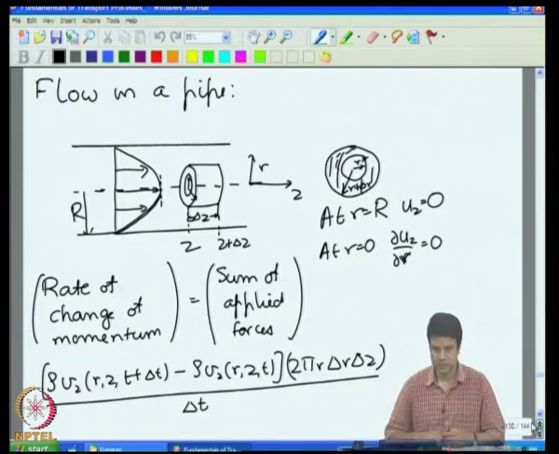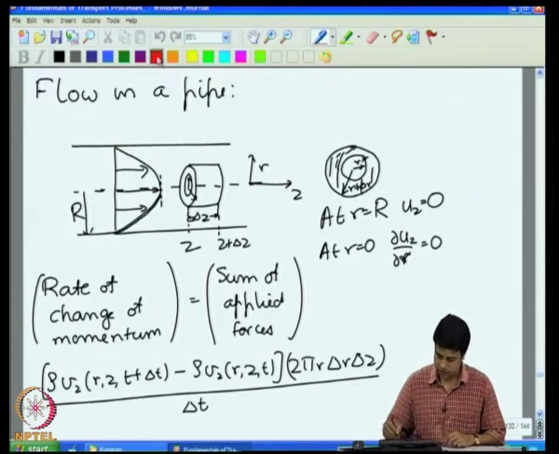commercially important flow. The way we solved this problem was to first consider a cylindrical shell and apply the momentum balance condition. Rate of change of momentum is equal to the sum of applied forces on the surface. The rate of change of momentum is the density times the change in velocity, divided by the time interval. And the density times the velocity is a momentum density per unit volume, so you have to multiply that by the volume of the shell over which you are doing the balance.